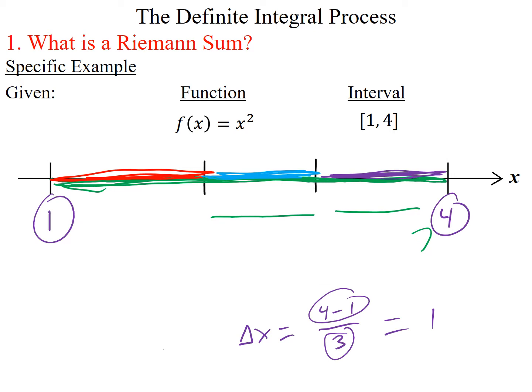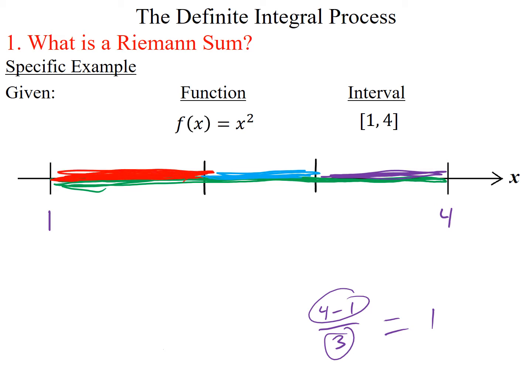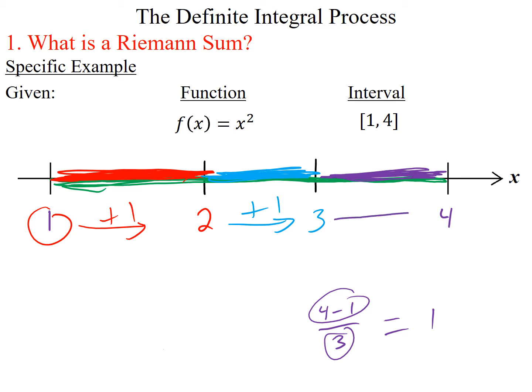Well, if the first tick mark is 1, where's the second tick mark? The length of this red segment is 1. So if this number is 1, you have to add 1. And so you get the number 2 over here. Well, the length of the blue segment is also 1. So you add 1 again. It's like we're stepping over by 1. We get to 3. And the length of the purple segment is 1. So from the number 3 on the x-axis, if you were to take another step of length 1, you'd get to the number 4. So those tick marks are at 1, 2, 3, and 4.